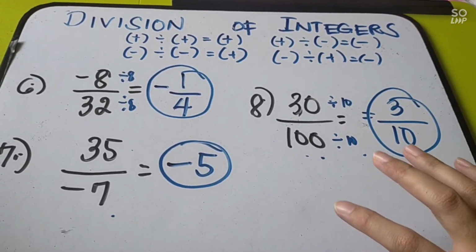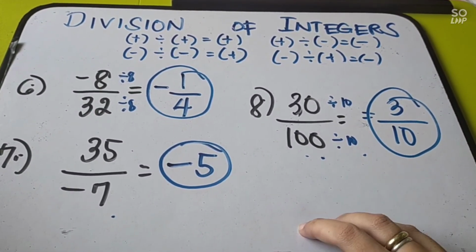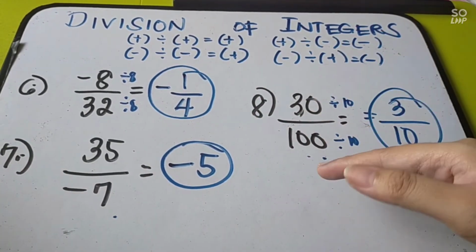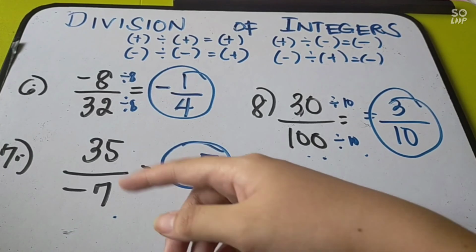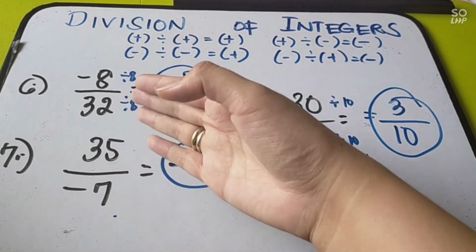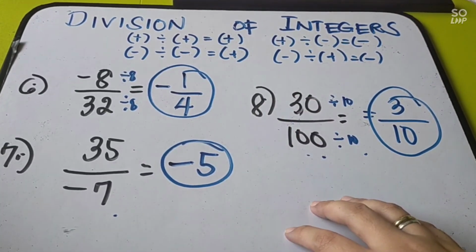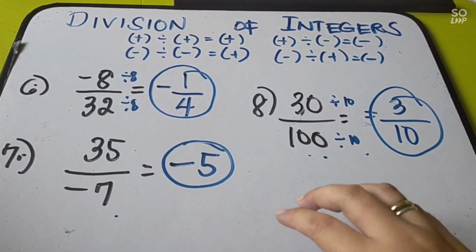So, kailangan alam mong mag-lowest term na fractions kung ang numerator mo ay mas mababa kaysa sa denominator mo. Pero kung ang numerator mo ay mas mataas and divisible siya sa denominator mo, so simple whole number lang ang magiging kasagutan mo dun sa iyong question.